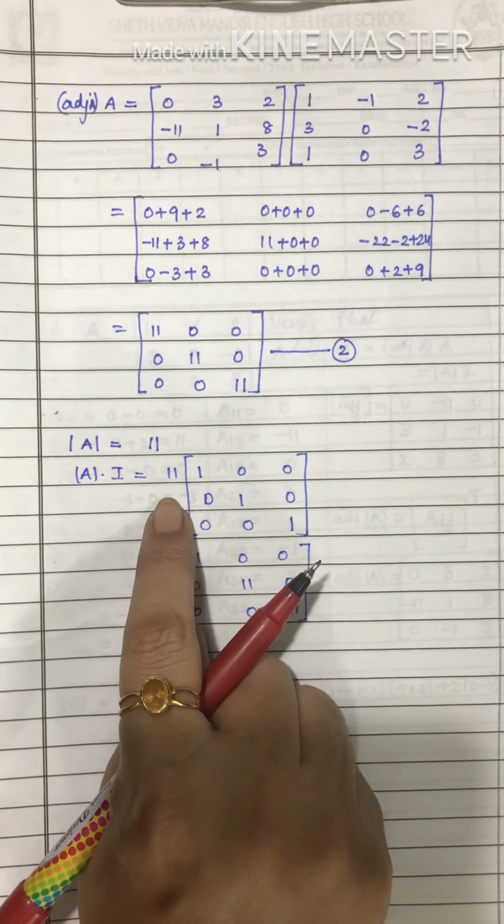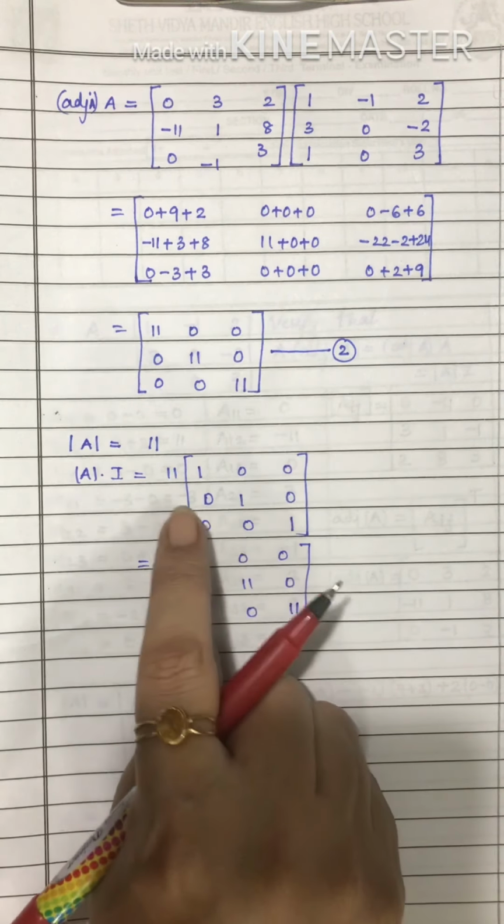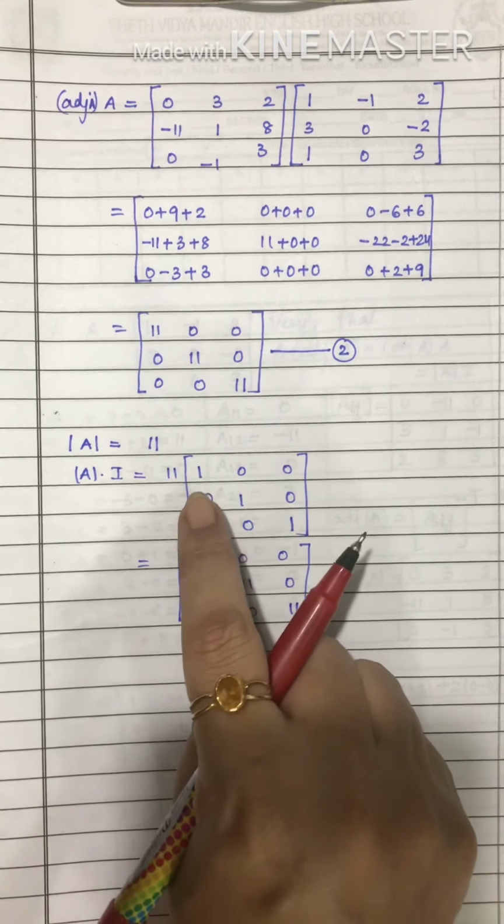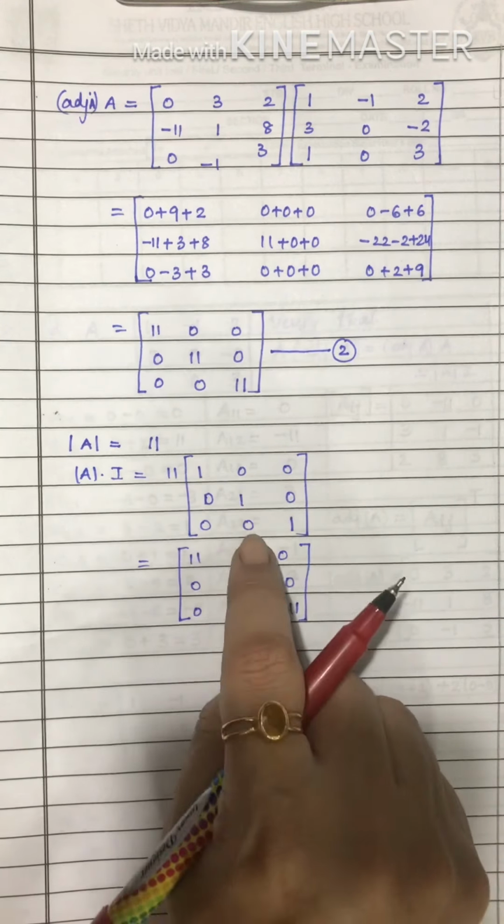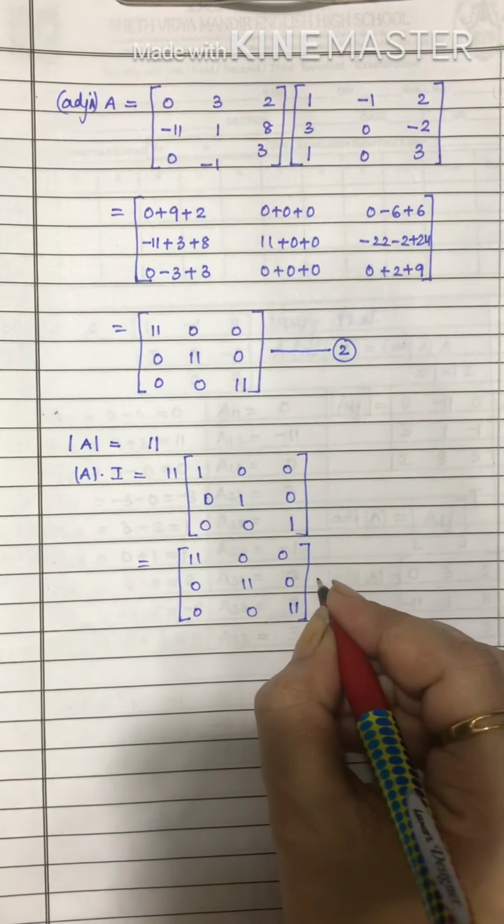When you multiply a scalar with a given matrix, you need to multiply that scalar value with each and every element inside the matrix. So we get this. I will number it as 3.